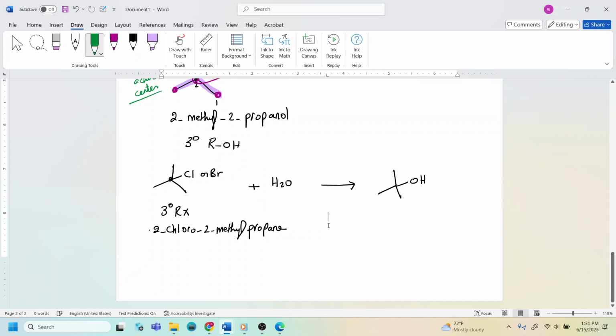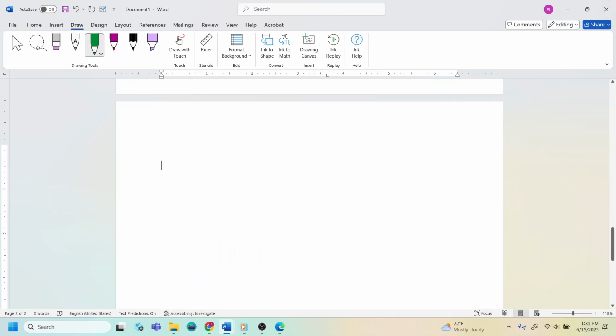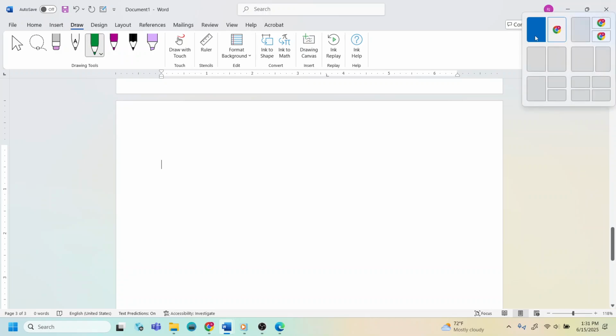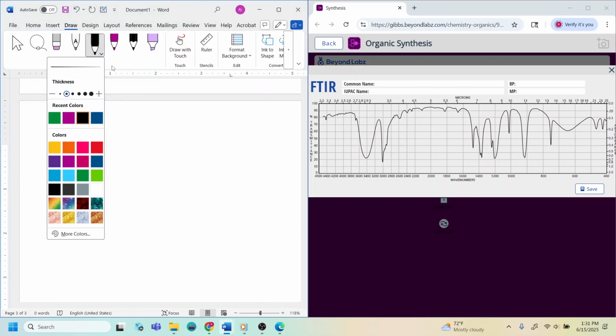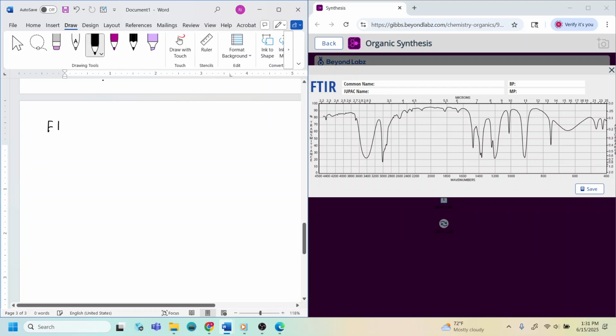So what is our product? Our product is an alcohol. Open another page in there. So our product is an alcohol, and we would need to look at the alcohol functional groups. So that is going to be our alcohol. So this is going to be the FTIR.